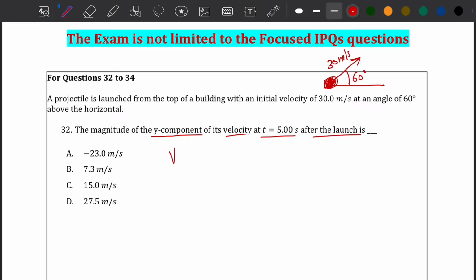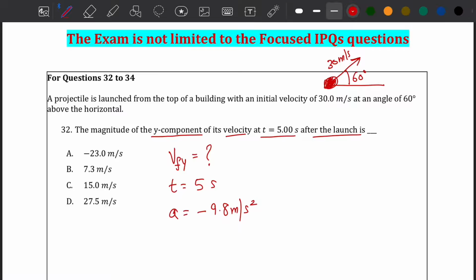So we want to find Vf for the y component. It is telling us the time is 5 seconds, and we know the acceleration, or the value of g, for the y component. Acceleration is negative 9.8 meter per second square. If you write g, you have to write it as positive. I'm going to use it as negative here, because I'll use the formula with the positive sign.